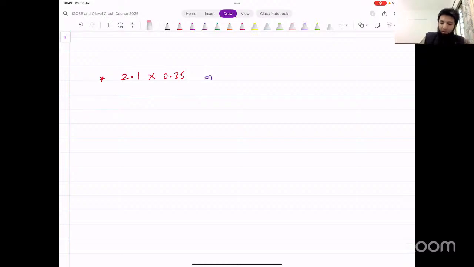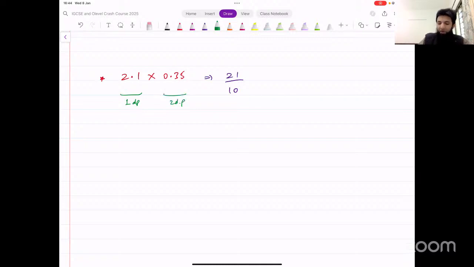2.1, you can write that as 21 over 10, because with 21 over 10 you have 1 0 here, and that will give you 2.1, right? So basically, you write it as a fraction in such a way that it depends on the number of decimal places. How many decimal places do we have here? You've got one decimal place here. How many decimal places do you have here? You've got two decimal places.